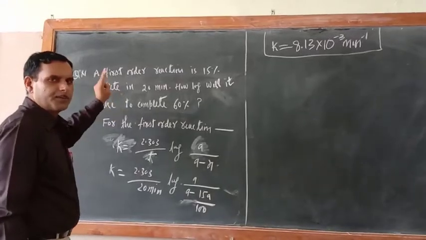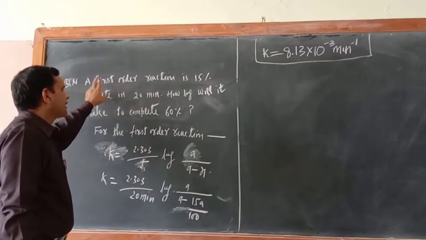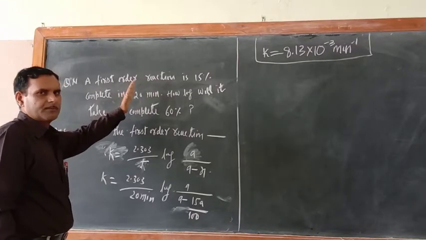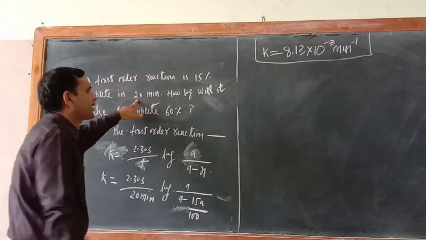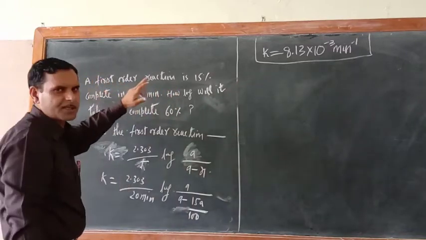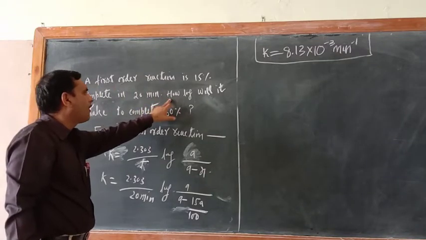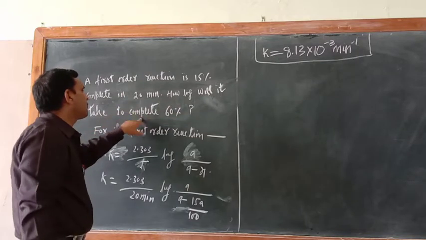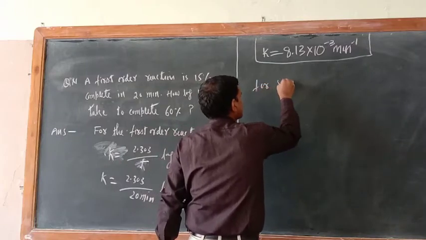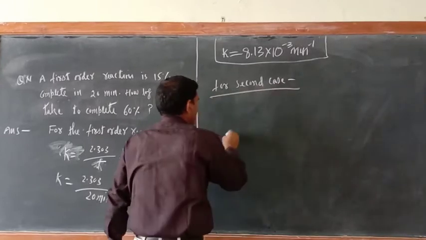Dear cadets, if you see carefully, in this question two parts are there. In one part they have given the time. So with the help of the first part, we can calculate the value of k, and we have calculated that k equal to 8.13 into 10 raised to the power minus 3 minute inverse. Now in the second part they are asking how long it will take to complete 60%, means they are asking for time. So for the second case, just see here, time they are asking.